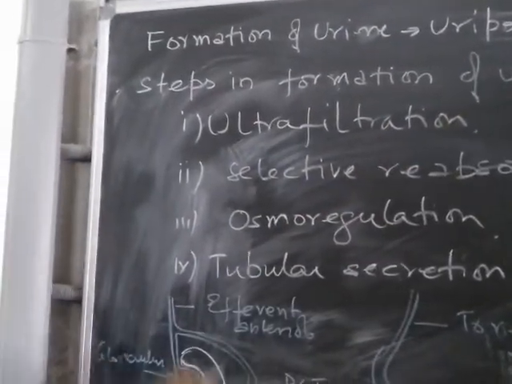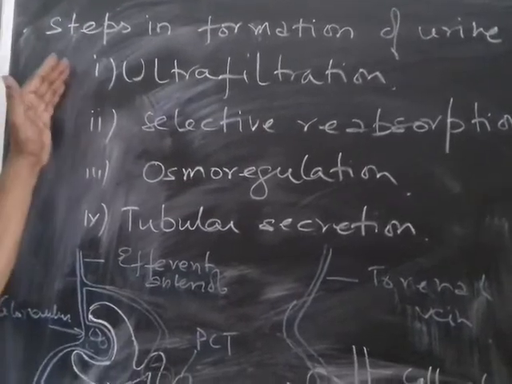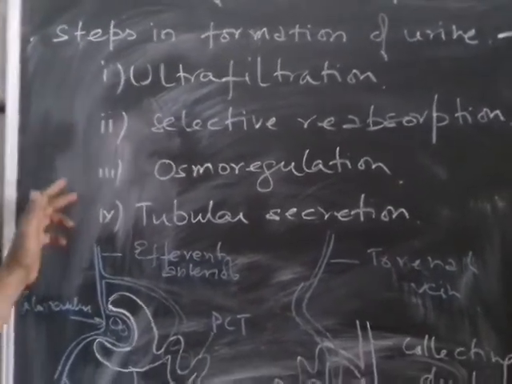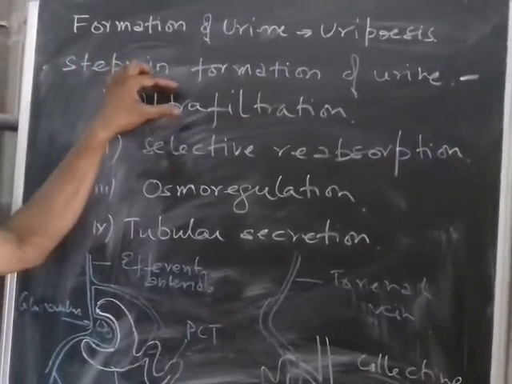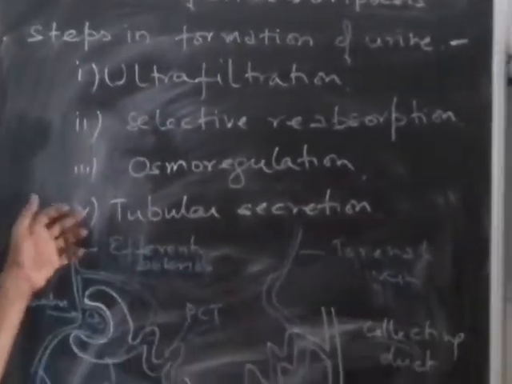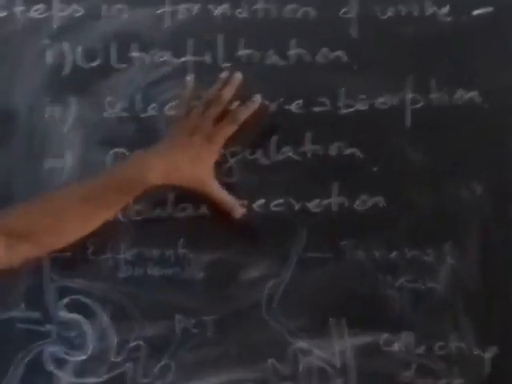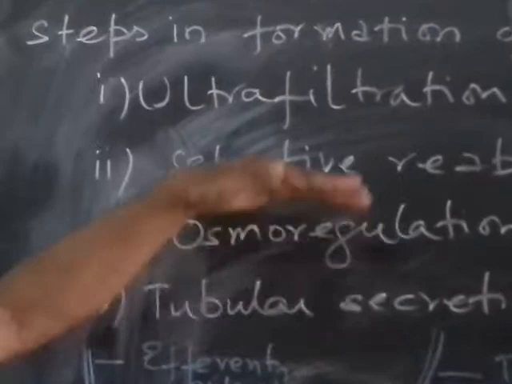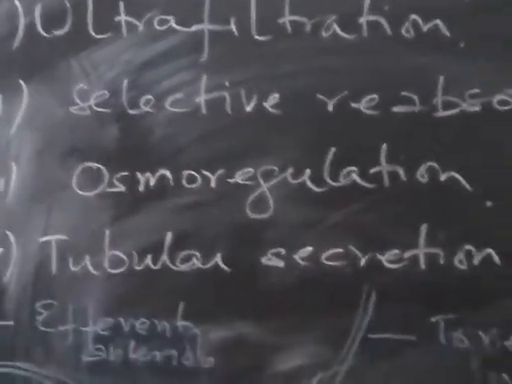Now, what are the steps in the formation of the urine? So there are 4 steps. Basically, the kidney has a lot of functions. We don't say that these are the functions of the kidney; they are the steps in the formation of the urine. The first is ultrafiltration, which I have already discussed. Second is selective reabsorption, third is osmoregulation, and fourth is tubular secretion. Now there are specific regions where ultrafiltration, selective reabsorption, osmoregulation and tubular secretion take place.